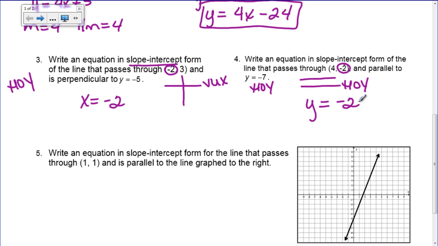If you need to learn, y equals means horizontal, x equals means vertical, and that's something you need to memorize. That Hoy-Vux thing needs to be burned into your brain, and what they stand for needs to be just something you know.